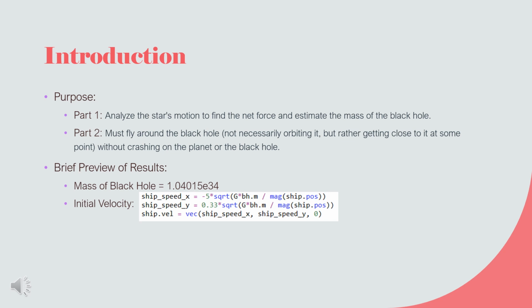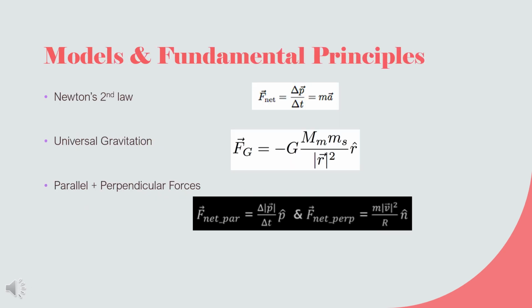Here is a brief preview of the results. Newton's second law states that the force of an object is equal to its mass times its acceleration. In other words, the force is equal to the rate of change of momentum. The law relates the total interactions between the system and surroundings to the changes in the motion of the system. Newton's law of universal gravitation states that every particle attracts every other particle in the universe with a force that is proportional to the product of their masses and inversely proportional to the square of the distance between their centers.